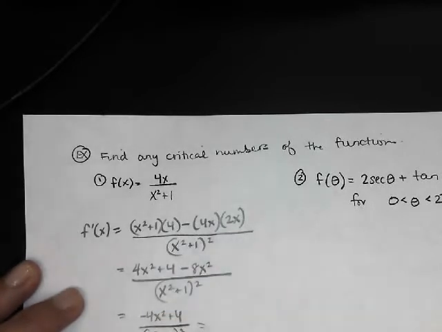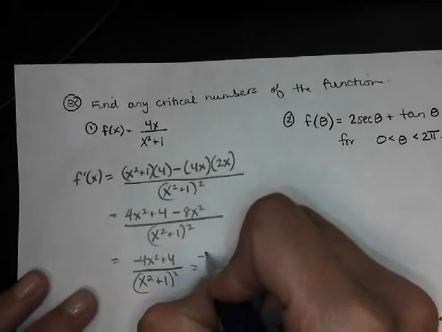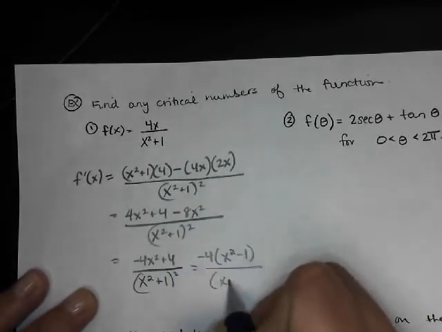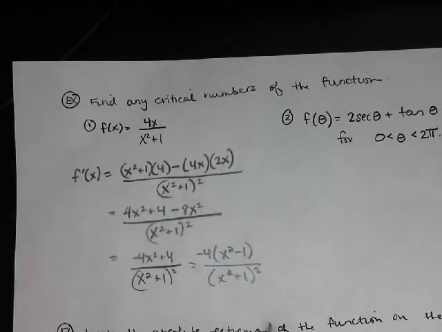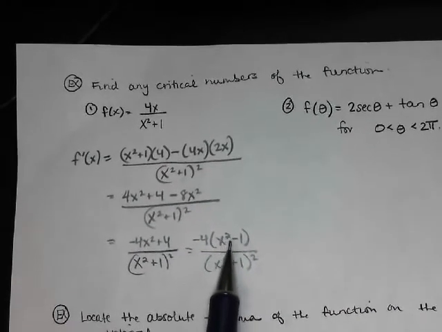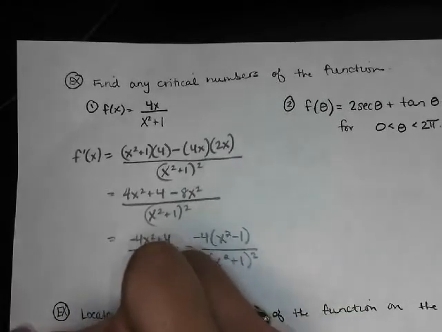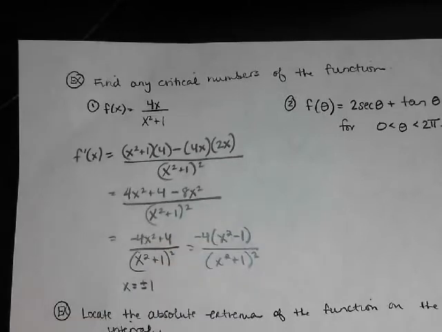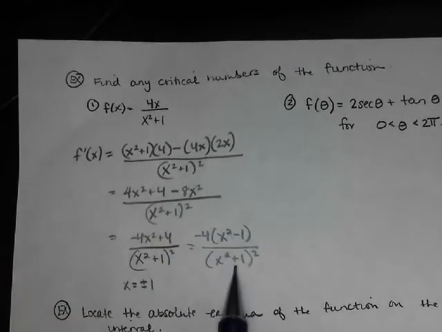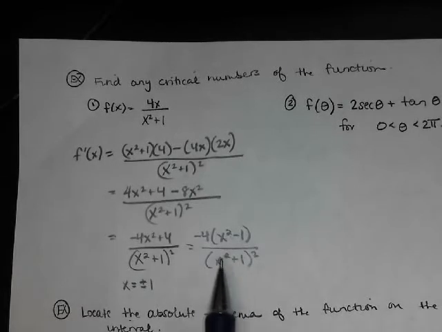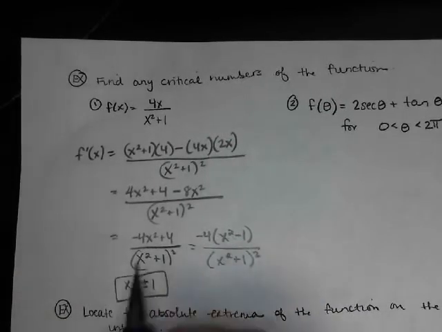Now up top I can factor out a negative 4, and I get x squared minus 1. So this numerator will equal 0, so the slope will equal 0 if x is plus or minus 1. So those are critical numbers. And the denominator will equal 0 never, because nothing squared will give me negative 1. So I'll never achieve negative 1 plus 1 equaling 0. So these are our only two critical numbers.